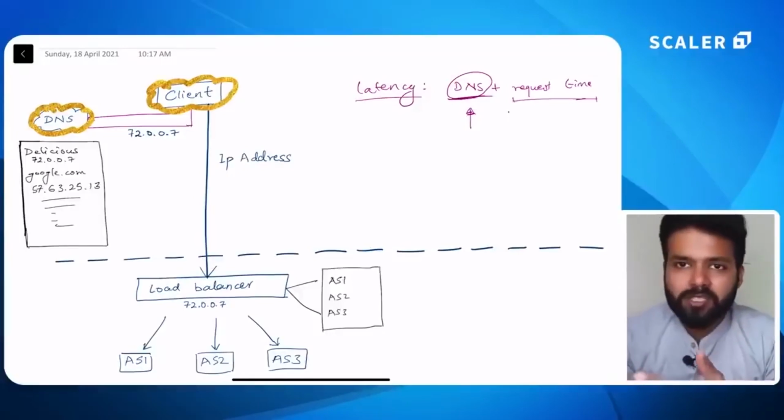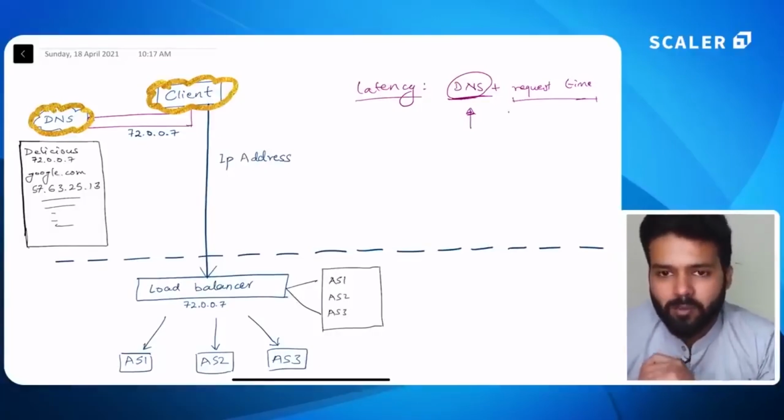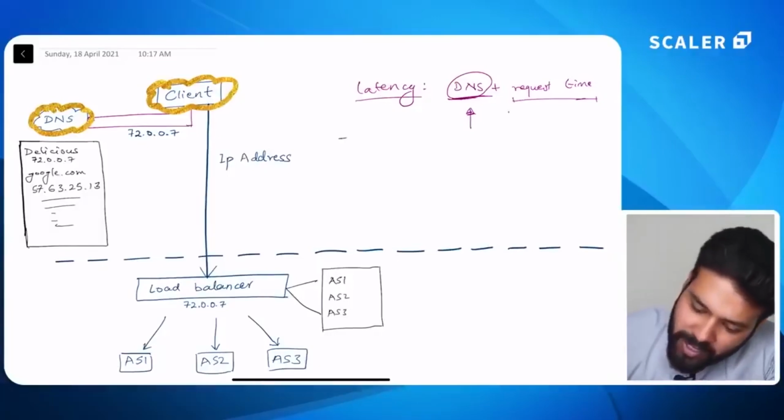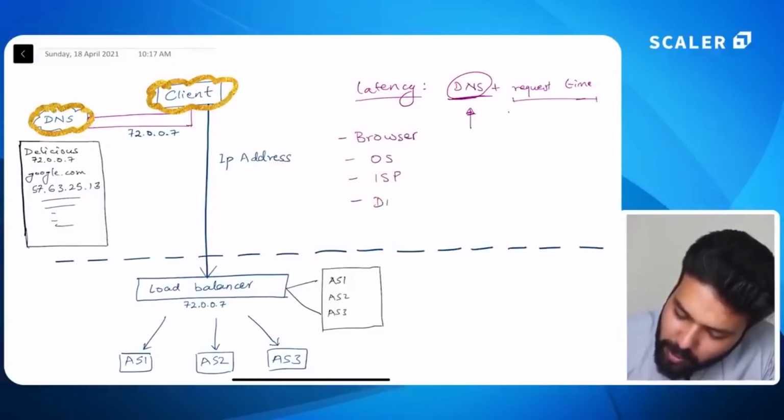And to achieve this, we try to cache the DNS mapping at various stages. What are the various stages? We try to cache it at the browser, we try to cache it at the OS, ISPs, and then we also replicate it to DNS servers.